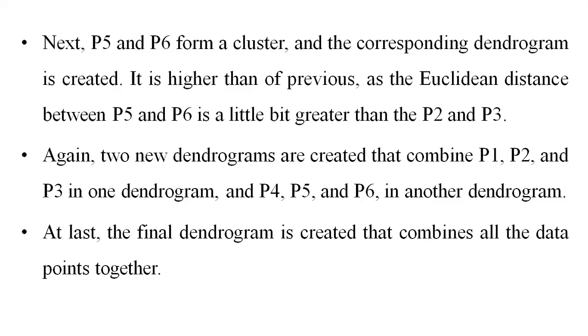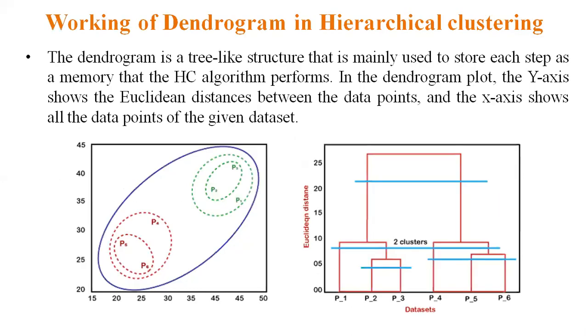So according to the Euclidean distance, we are going to decide the height, and you can see P5 and P6 is a little bit greater than P2 and P3. As I said, P5, P6 is having a distance around 8 and here we are having a distance around 6. So according to the distance value, you are going to design the height.